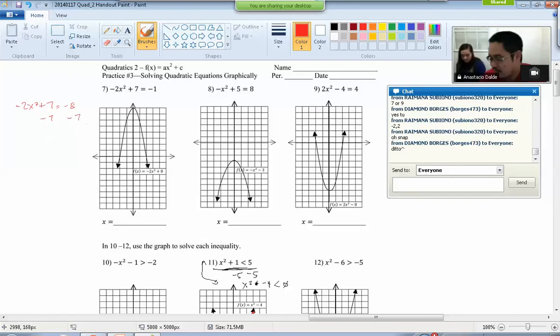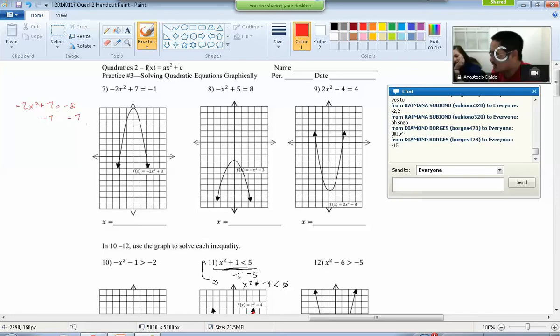What is negative 1 minus 7? Mitchell, because I know you have trouble with negatives. Yes, negative 1 minus 7, or negative 1 plus negative 7. Wait, it's not 8. That's a 1. I don't know why I wrote an 8. I have no idea. So it's negative 1 minus 7. Negative 8. Good. All right.